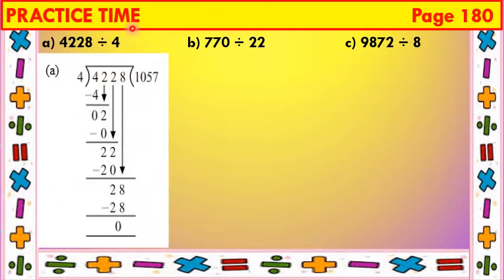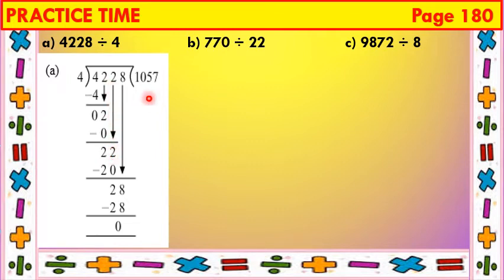Practice time A. 4,228 divided by 4. So take first one digit. It is divisible by 4. 4 ones is 4. Find the difference. 4 minus 4 is 0. Next, take 2 down. Now 2 is not divisible by 4. So 4 zeros is 0. Find the difference. 2 minus 0 is 2. Then take this 2 down.